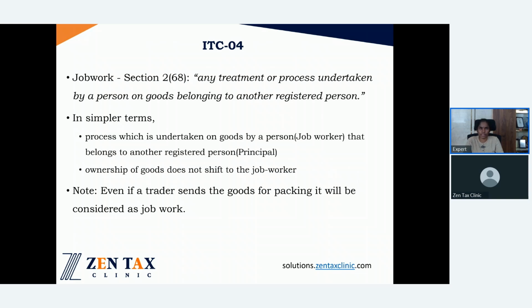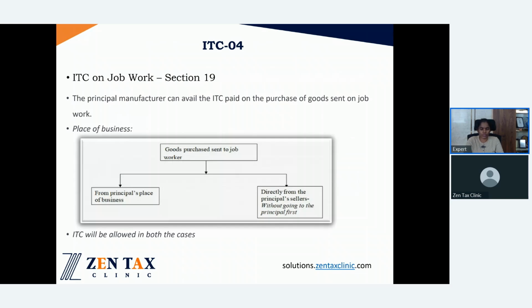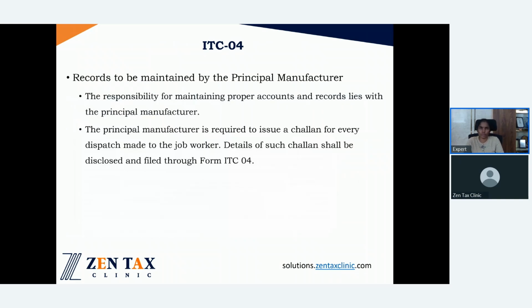Now, when can you claim ITC on goods sent on job work? ITC on goods sent on job work can be claimed irrespective of whether the goods have been sent from the principal's place of business or directly from the supplier of the principal without going to the principal's place. ITC is allowed in both cases. Now, the principal who has sent the goods for job work should ensure to maintain proper accounts and records and issue a challan for each dispatch made to the job worker. The details of this challan will be declared and filed through form ITC 04.